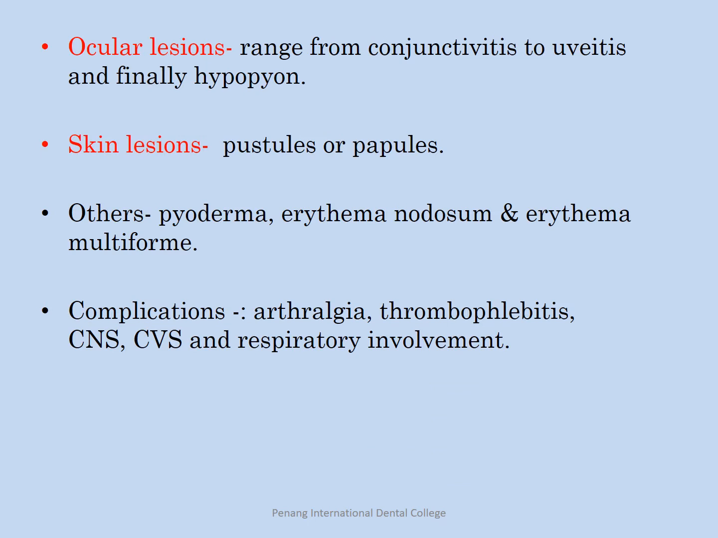The ocular lesions range from conjunctivitis to uveitis and finally hypopyon. Hypopyon is actually the collection of pus in the anterior chamber of the eye. Skin lesions could be pustules or papules. You very well know what they are. Other manifestations seen in these patients are pyoderma, erythema nodosum, and erythema multiforme. Complications noted in these patients are arthralgia, thrombophlebitis, CNS and CVS, and respiratory involvement.